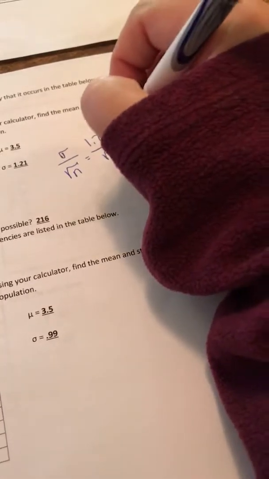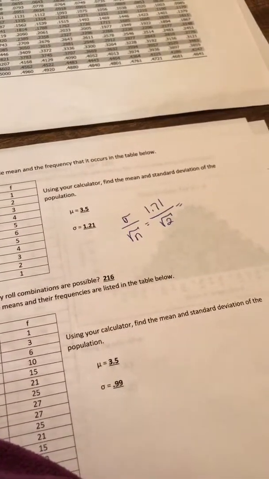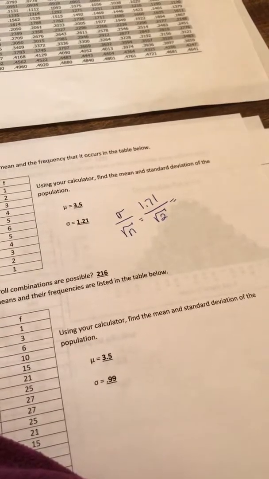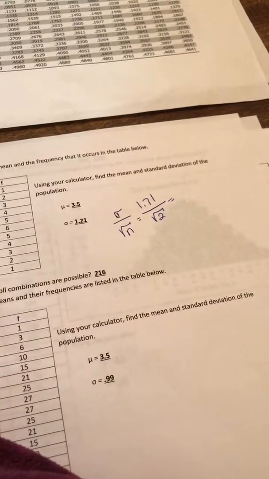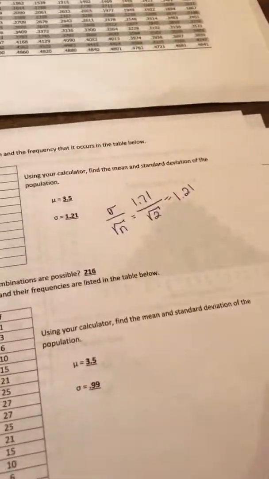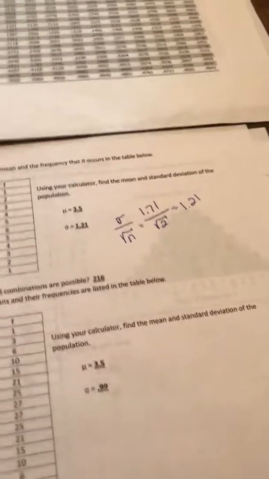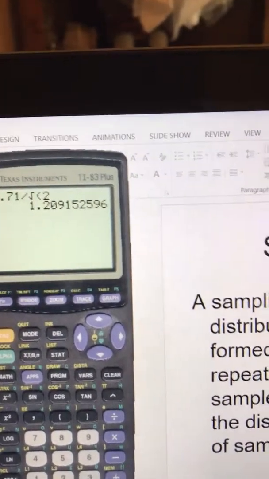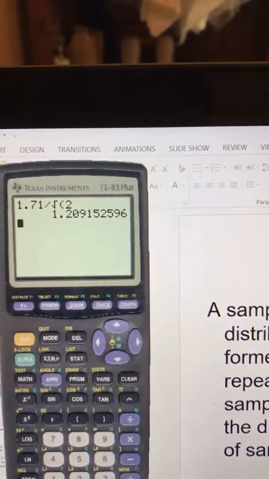and n on this one is 2. So if you go to your calculator and do 1.71 divided by the square root of 2, you get 1.209, so 1.21. The last decimal may be off, just because you might get a little bit of a rounding error if you do it on the calculator versus using the formula, but as long as it's close, within a decimal point, that's okay.